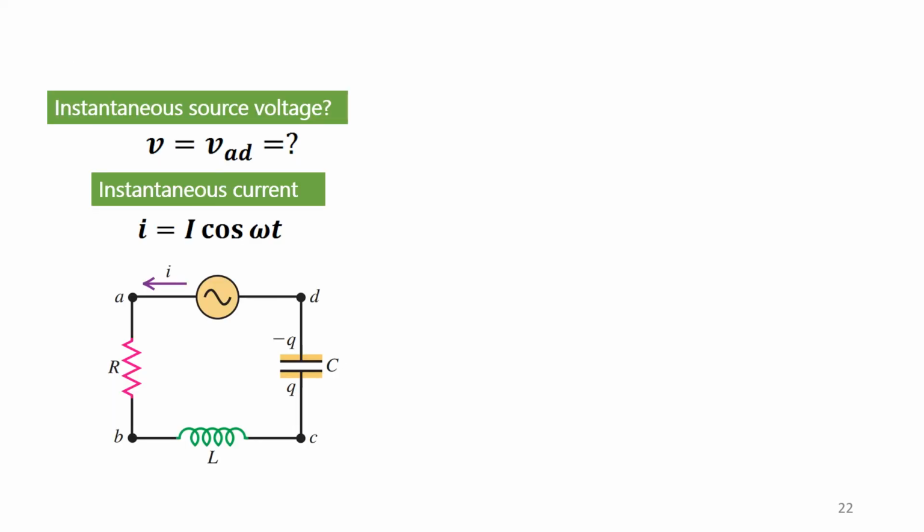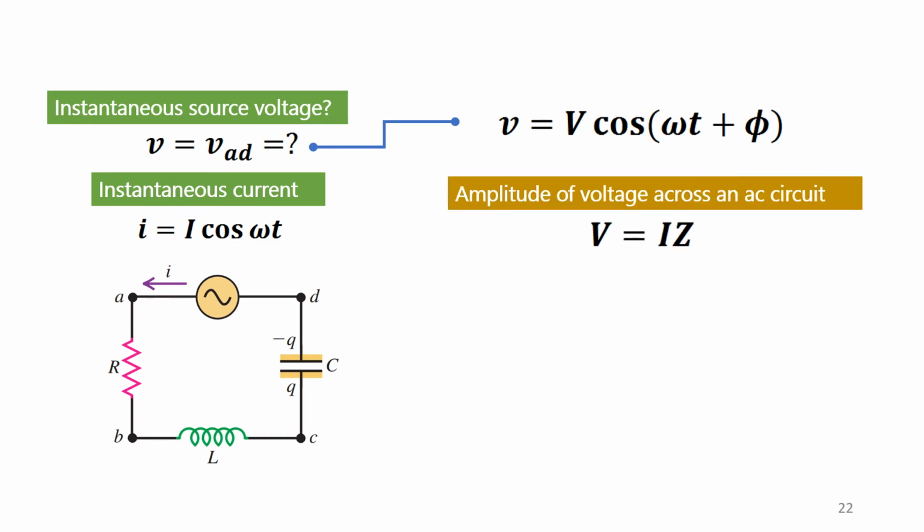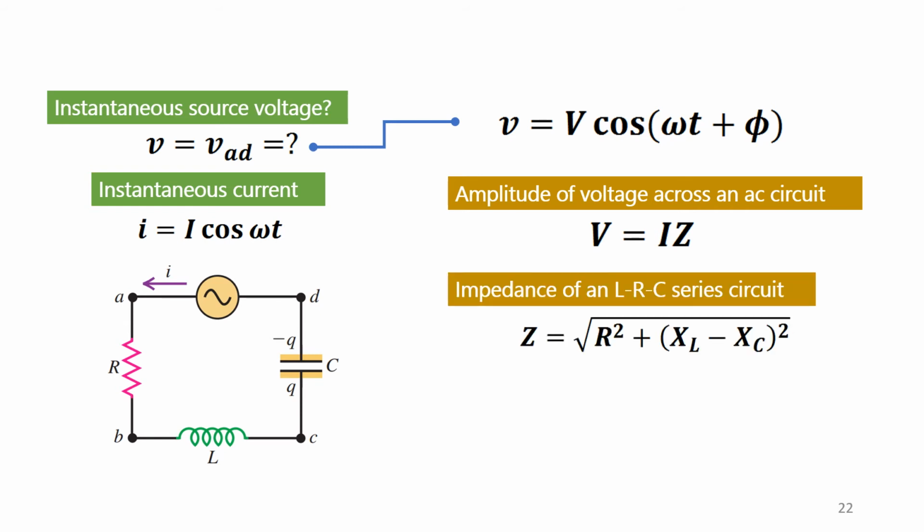This summary slide compiles what we know so far about total voltage, current, and impedance. Given a cosine modulated current, we have V is equal to capital V cosine omega t plus phi. Our modified Ohm's law gives us a relationship between max voltage V and max current I, with impedance Z as our new expression for the R equivalent. The impedance Z of our series LRC circuit is given by Z equals the square root of R squared plus the square of the difference of the reactances.